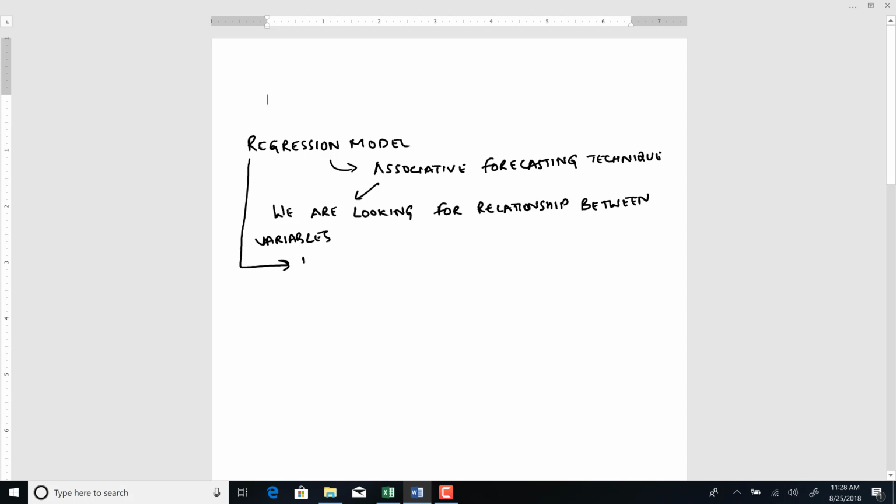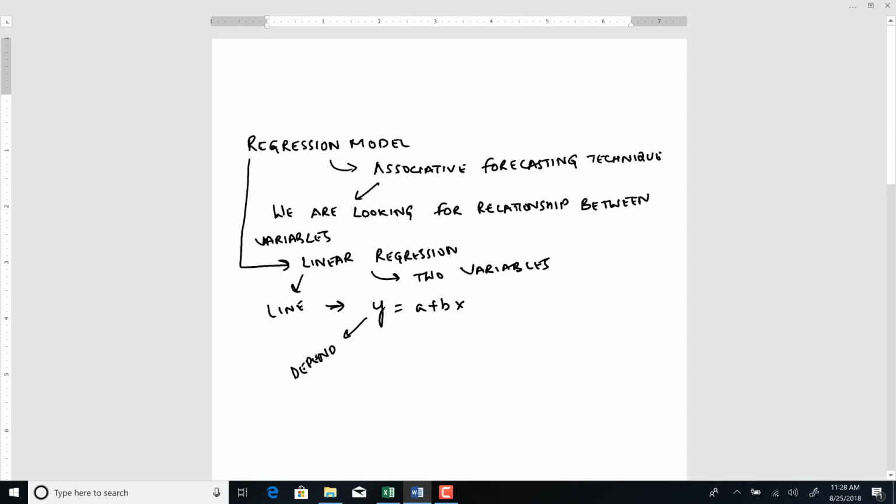So we will be interested in linear regression. That means we will be using two variables. As the name specifies, it's a linear, that means line. So we will have a regression equation y is equal to a plus bx, where y is the dependent variable. It can also be called as predicted variable or response variable. So all these are the same names for y, and then this is the independent variable.